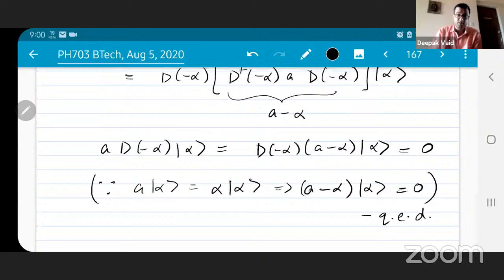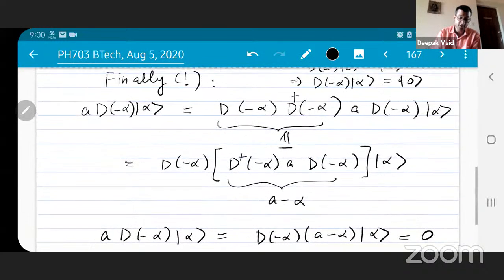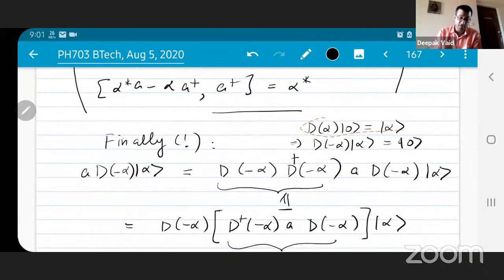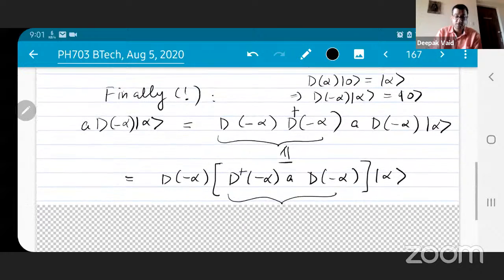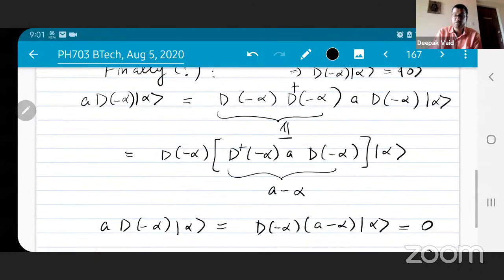So this means that we have shown that D of alpha generates the eigenstate of the annihilation operator.